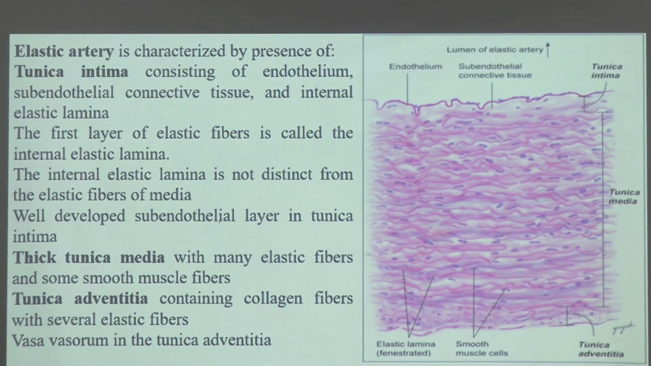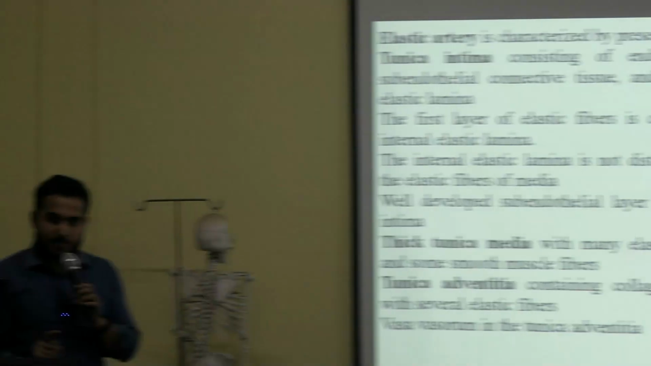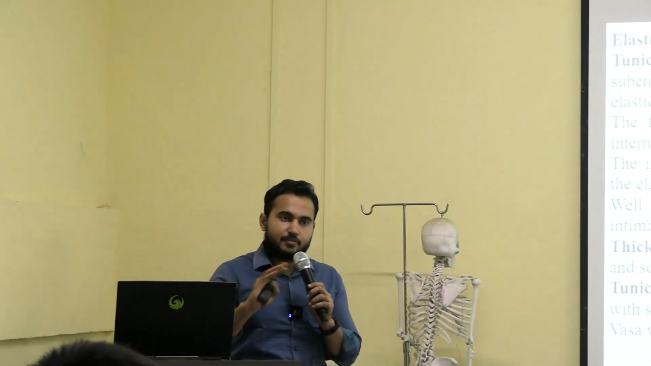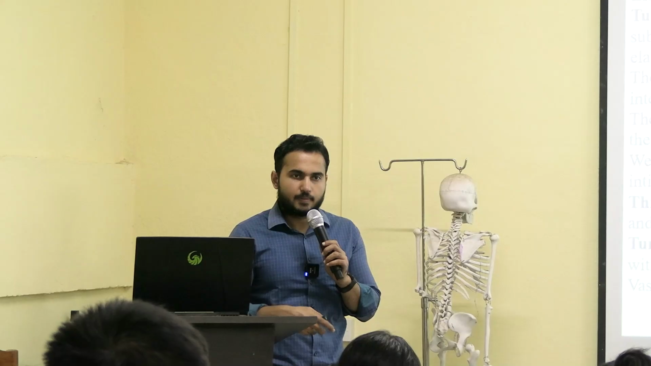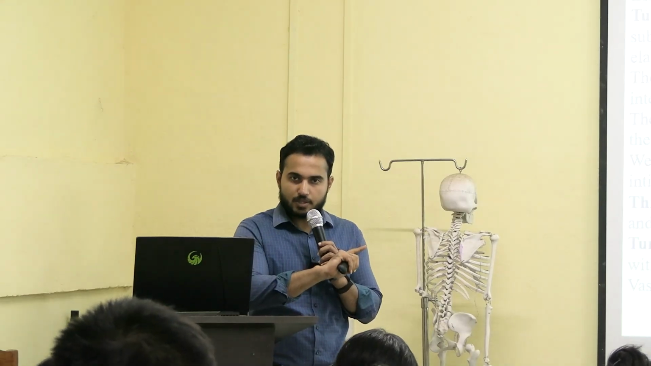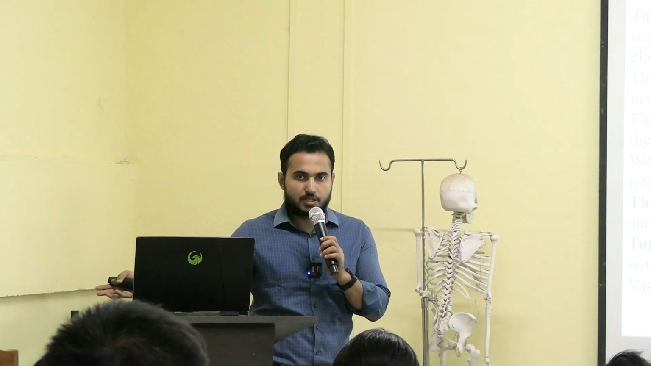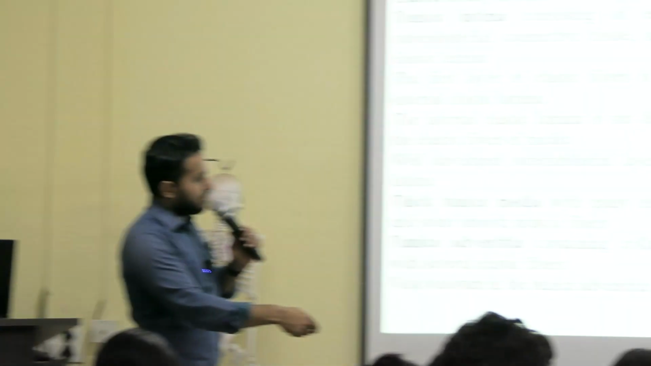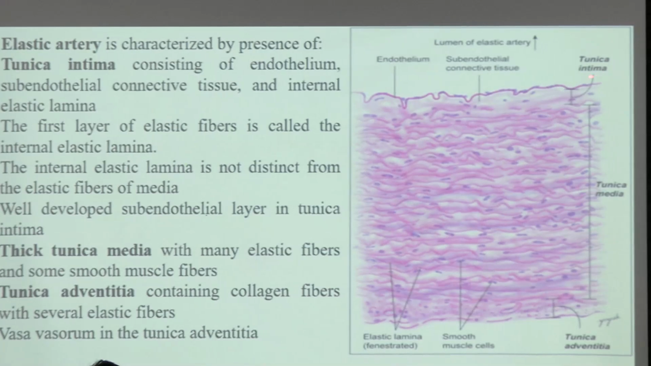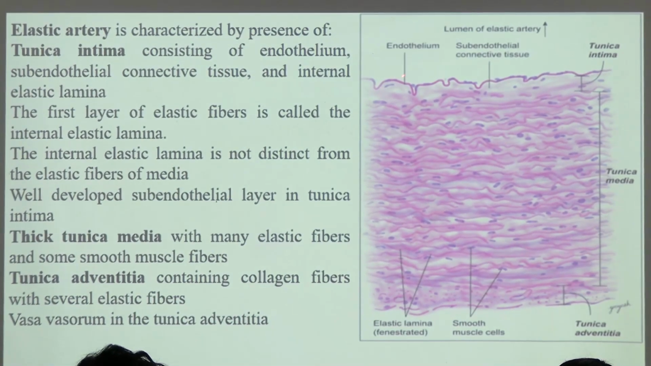Now in tunica adventitia, another important point is that Vasa Vasorum is present. In each and every case you will not see the Vasa Vasorum, but it can be seen. And what is Vasa Vasorum? I have shown you earlier. Tunica adventitia is the outermost layer. This is the innermost layer, this is the outermost layer. Blood is flowing from here. Please keep that in mind.